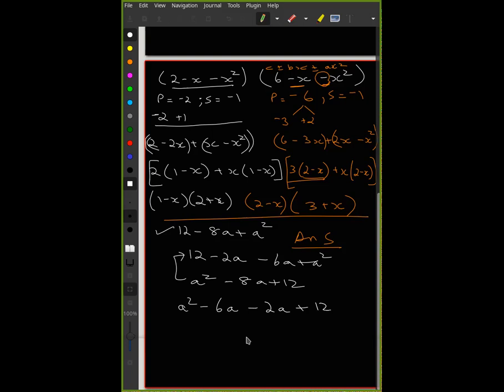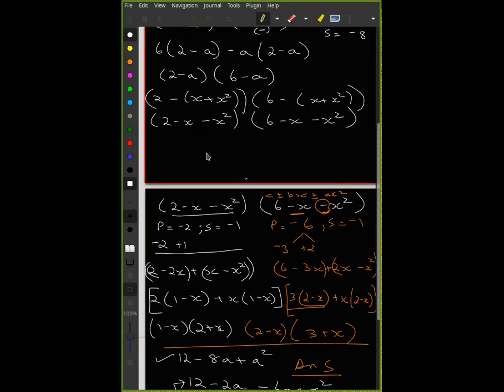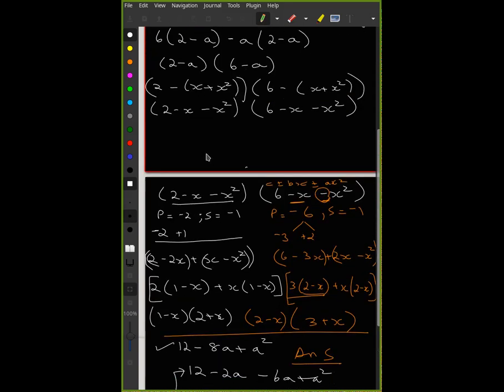Yes? Okay, so let's see if we group this, what will we get? We'll get a minus 6 into a minus 2. And what were we getting over here? 6 minus a, 2 minus a. I think it should not be an issue.